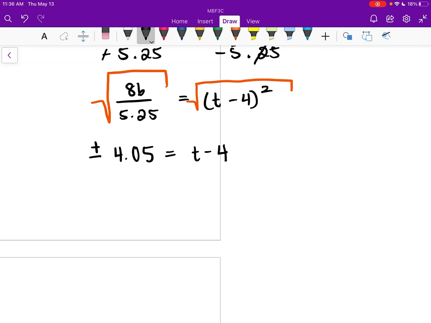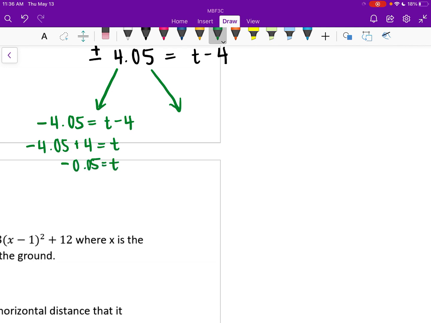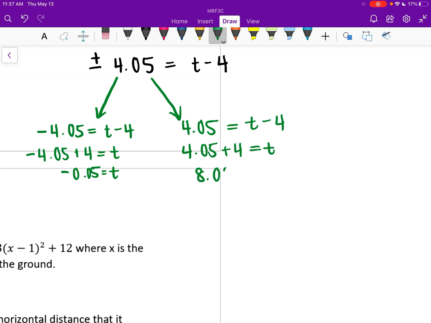So this is where this gets a little complicated, and I'm going to just split it up into two options. So let's do negative 4.05 equals t minus 4, and isolate for t this way. So I'm going to do negative 4.05 plus 4 is equal to t, and that's actually negative 0.05, sorry. On the flip side, let's leave it as a positive. Positive 4.05 is equal to t minus 4, so I'm going to bring the 4 over, so 4.05 plus 4 is going to give me t. So I'm left with 8.05.